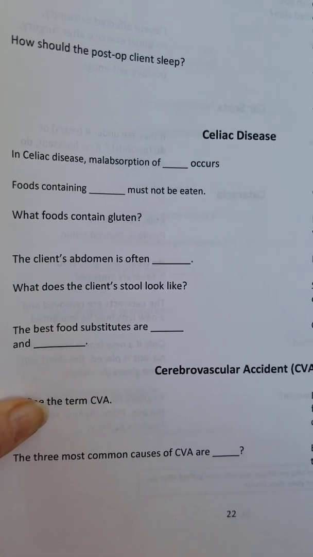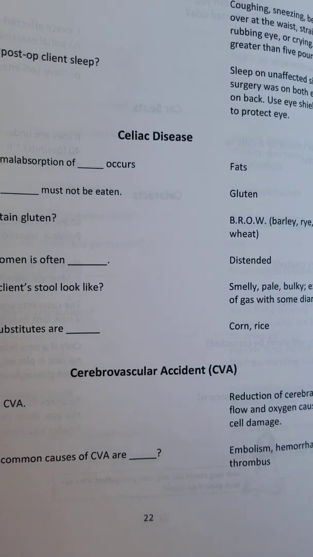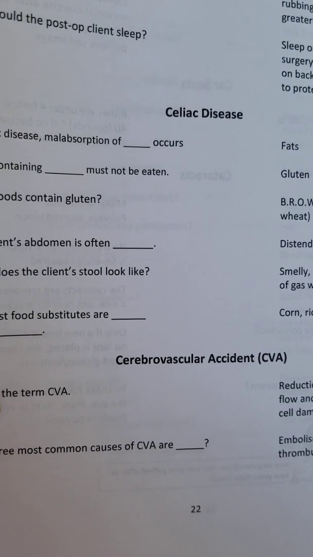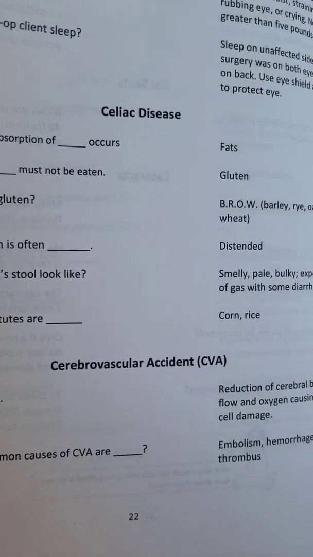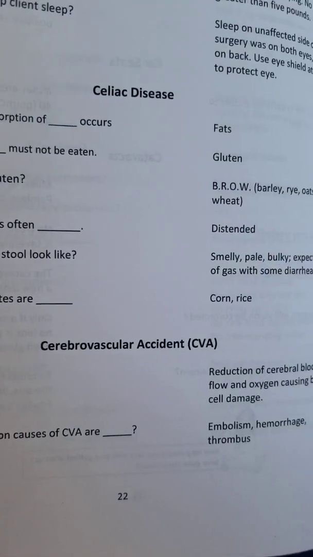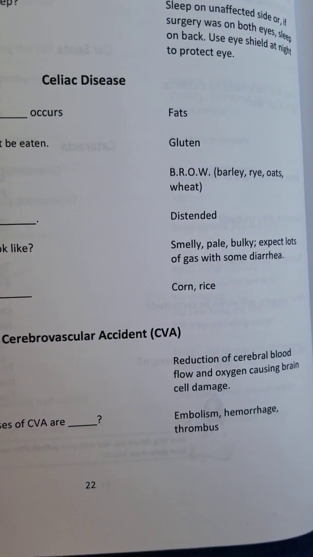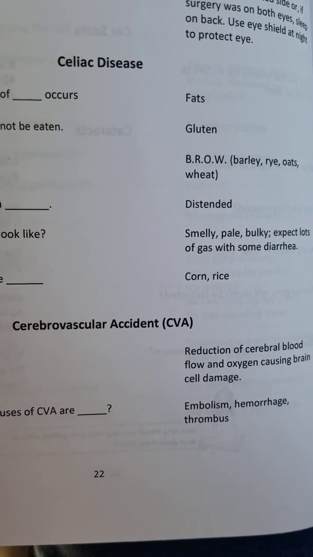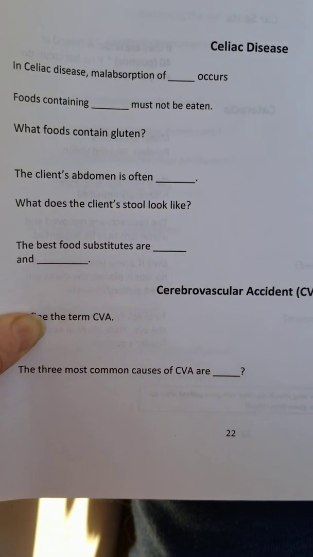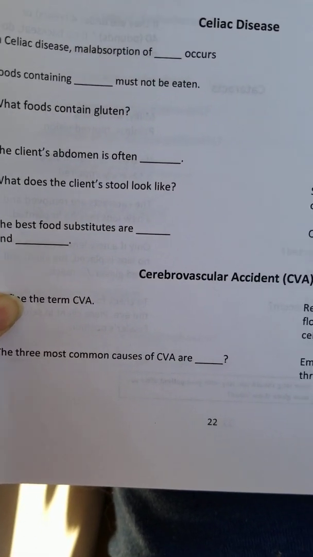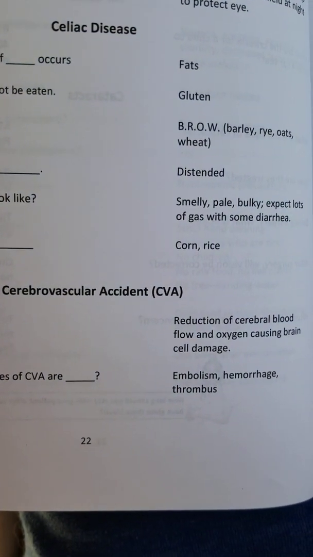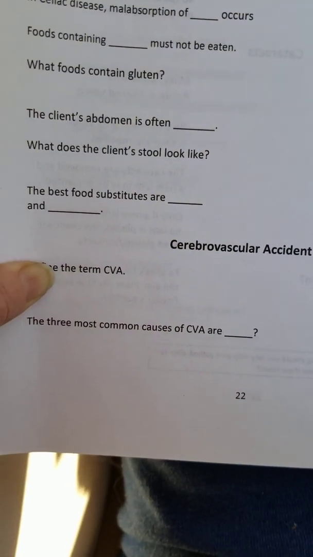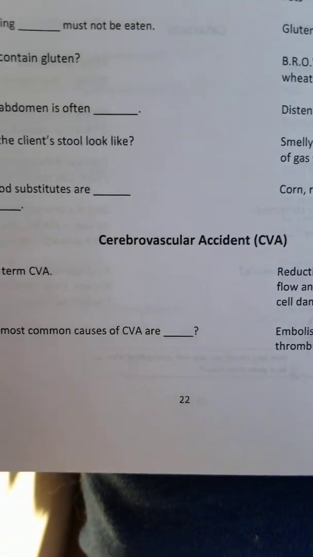Celiac disease is malabsorption of fats. Foods containing gluten must not be eaten. What foods contain gluten? Barley, rye, oats, wheat. B for barley, R for rye, O for oats, W for wheat. Client's abdomen is often distended. What does the client's stool look like? Smelly, pale, bulky. Expect lots of gas with some diarrhea. Best food substitutes are corn and rice.